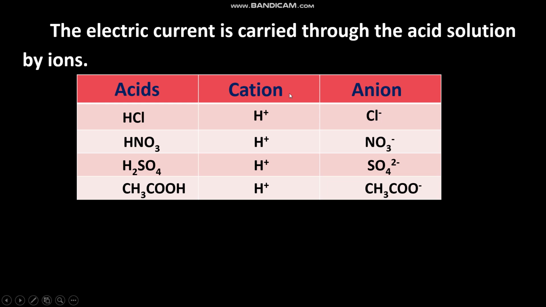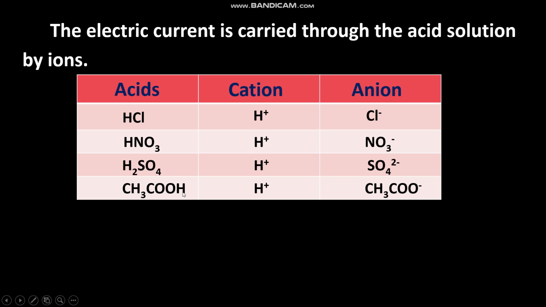HCl, hydrochloric acid, ionizes in water as H plus ions and Cl minus ions. So the cation is H plus, hydrogen ions, and chloride is the anion. HNO3, nitric acid, ionizes as H plus and NO3 minus ions, hydrogen and nitrate ions. H2SO4, sulfuric acid, ionizes as H plus and SO4 2 minus ions, hydrogen and sulfate ions.